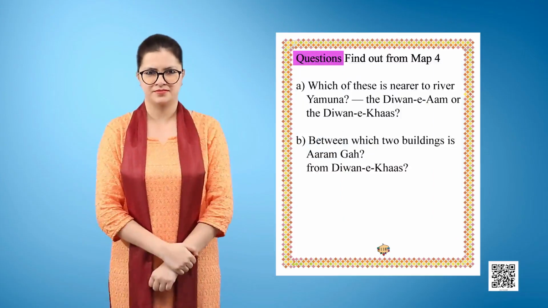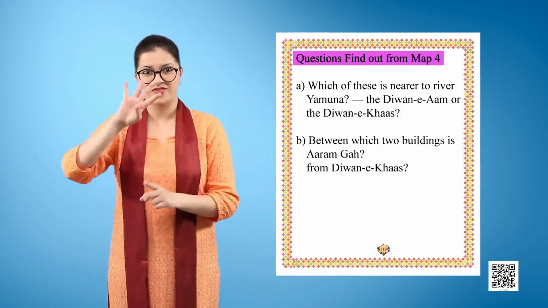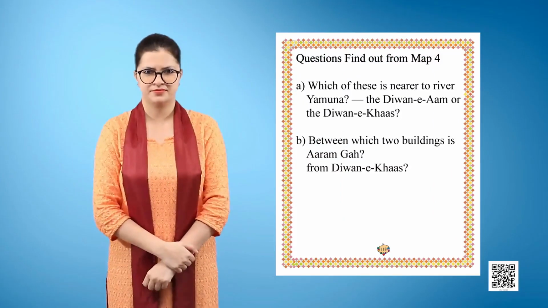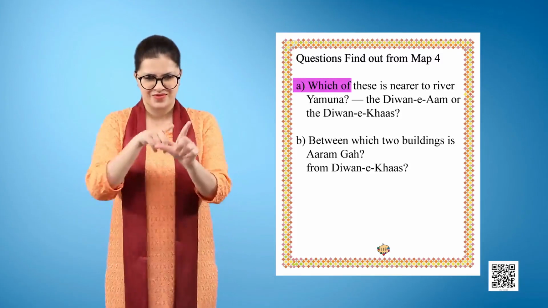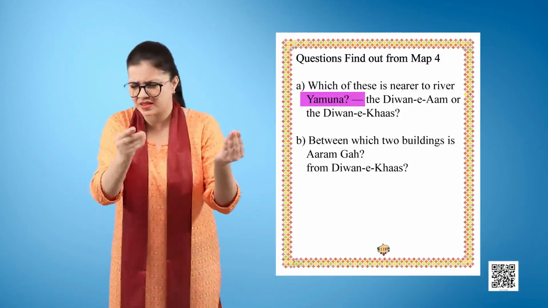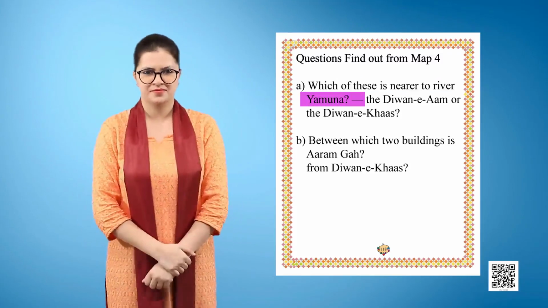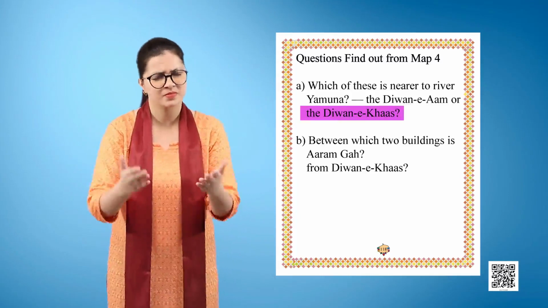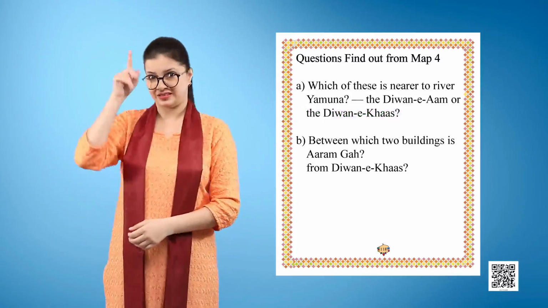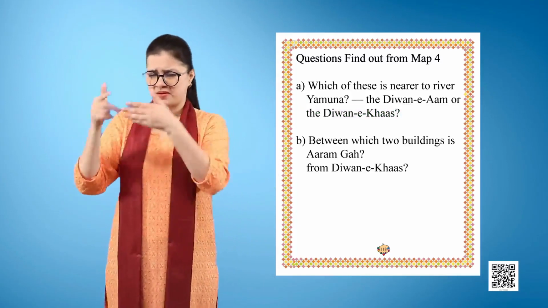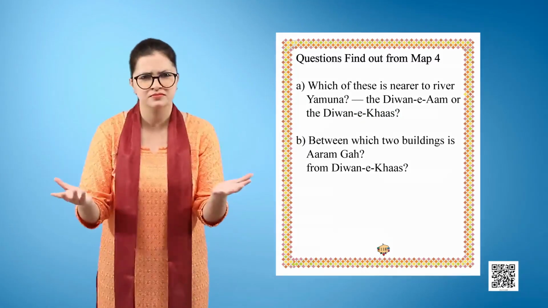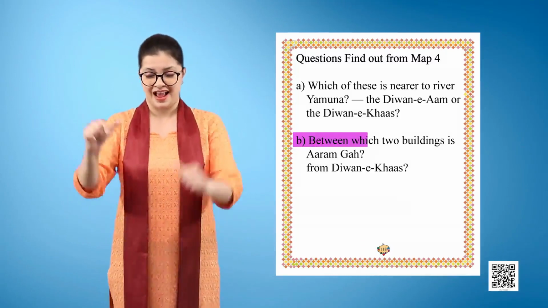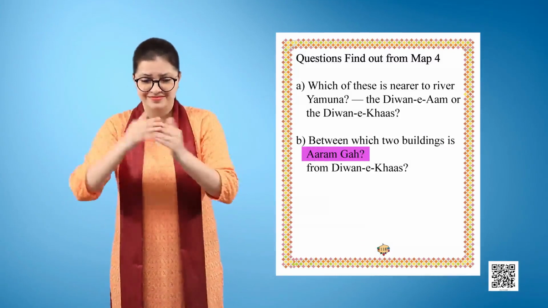Questions. Find out from map 4. A. Which of these is nearer to river Yamuna? The Diwan-e-Aam or the Diwan Khas? B. Between which two buildings is Aram Gah?